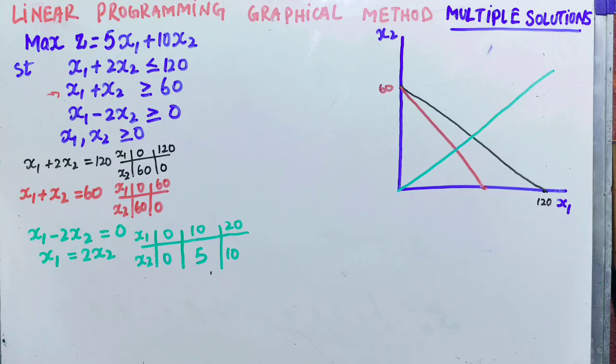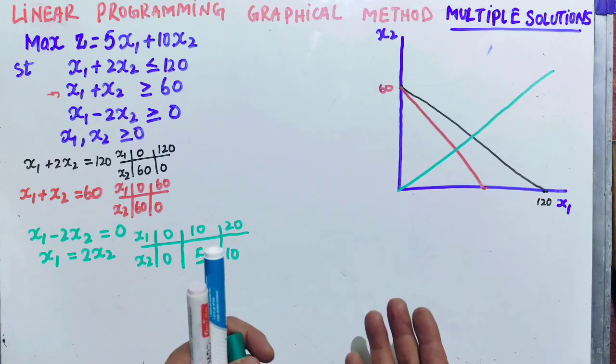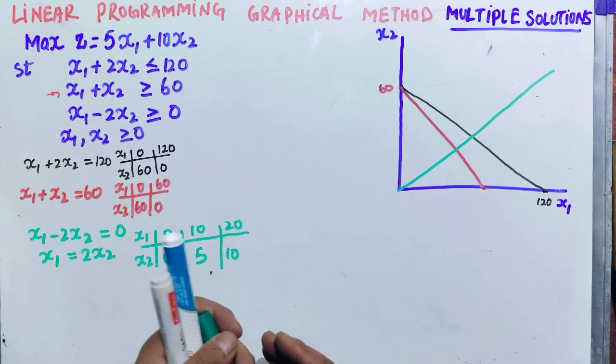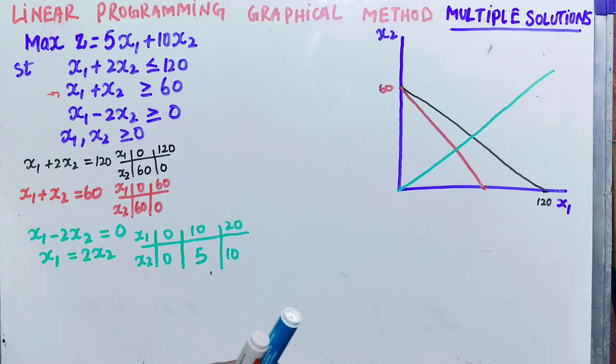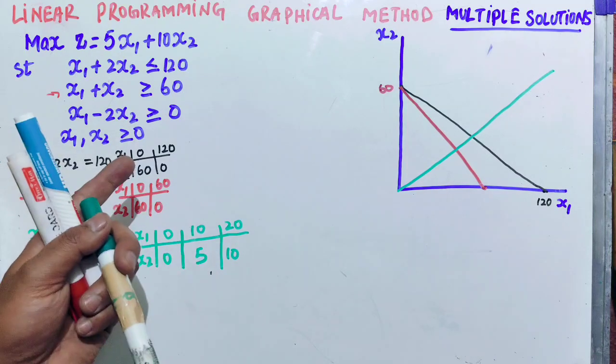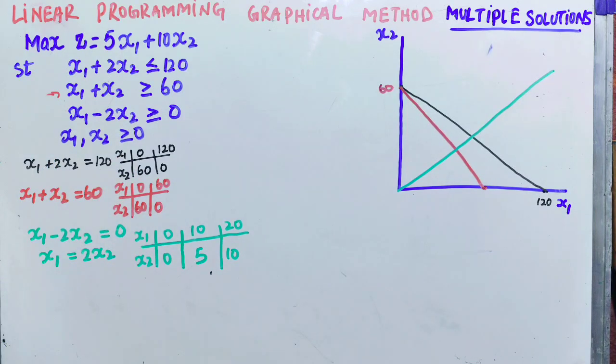Okay, now we need to find out the feasible region. What is the feasible region? The area that satisfies all the constraints of the problem, we call that very area the feasible area, or feasible region. Simply the area that satisfies all the constraints of the objective function, we call that area the feasible area.